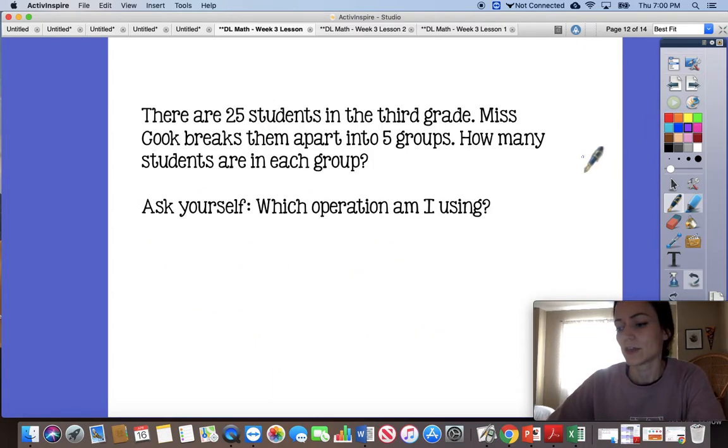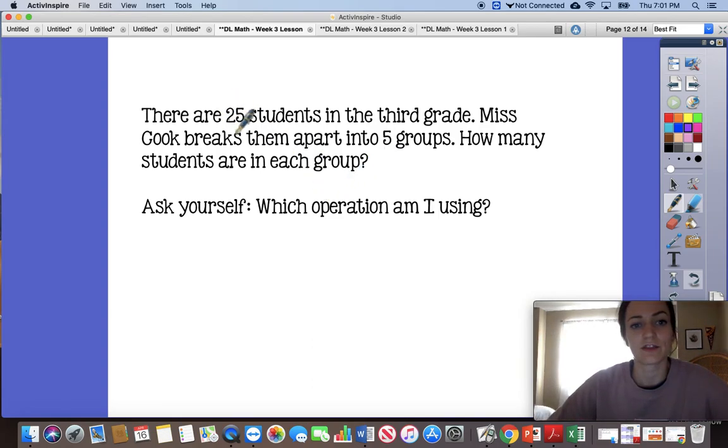All right. There are 25 students in the 3rd grade. Miss Cook breaks them apart into 5 groups. How many students are in each group? So ask yourself, am I adding? Are there new students coming in? Am I subtracting? Are there students leaving? Am I multiplying? Are there 25 groups of 5? Or am I dividing? Do I have a total and I'm breaking them apart into groups? Go ahead and pause the video and solve it on your own. Go.